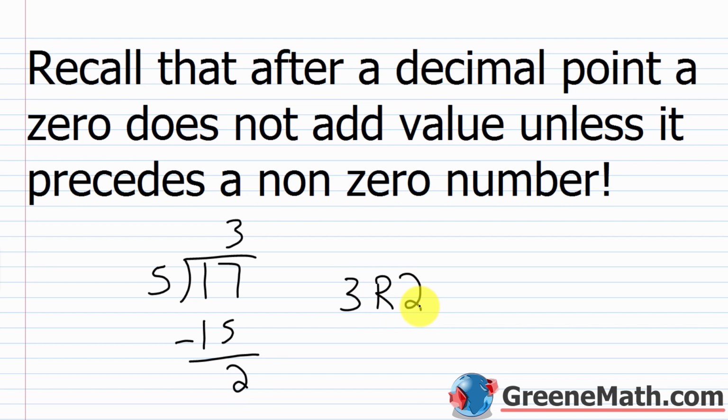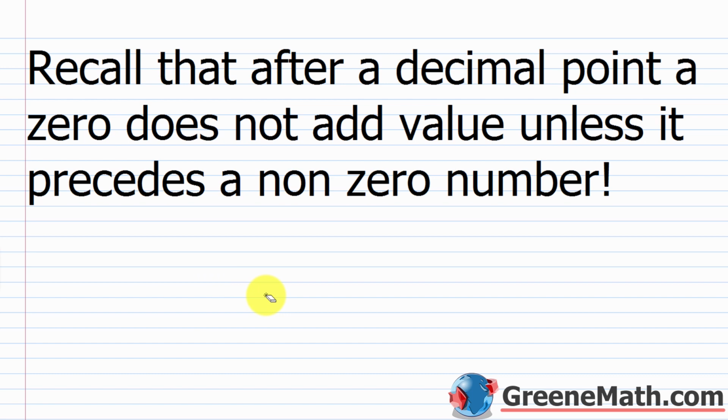Now, your calculator won't give you 3 with a remainder of 2. It's going to tell you that the answer is 3.4. So how do we go from this format to the 3.4 format? Well, that's what we're going to get to right now. So let me erase this real quick and give you the backstory.